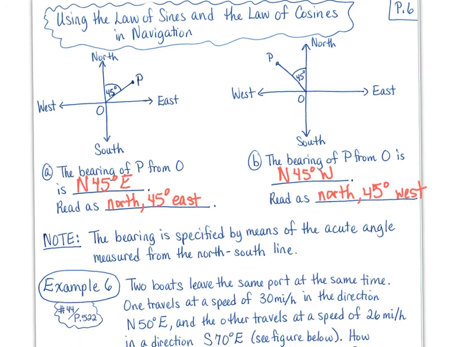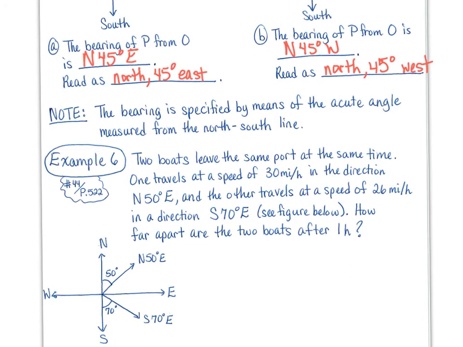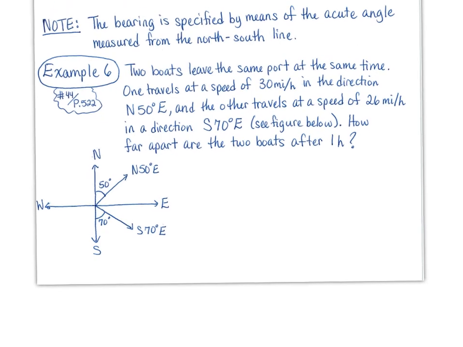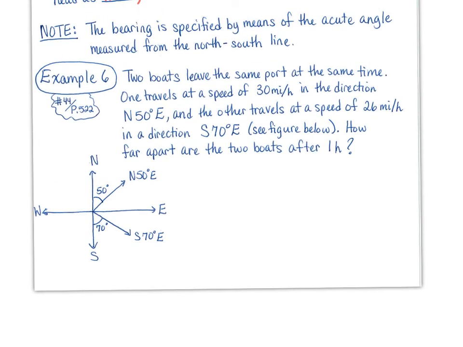Example 6. Two boats leave the same port at the same time. One travels at a speed of 30 miles per hour in the direction north 50 degrees east, and the other travels at a speed of 26 miles per hour in a direction south 70 degrees east. See the figure below. How far apart are the two boats after 1 hour?